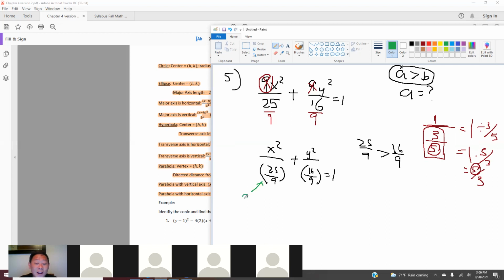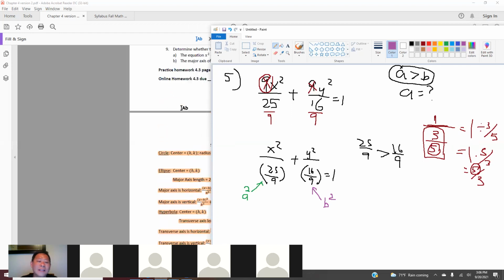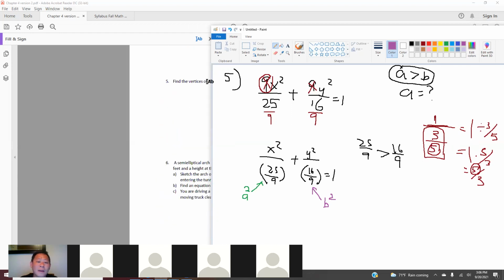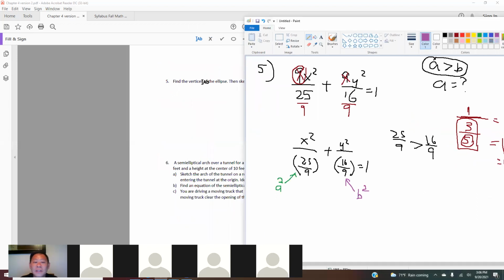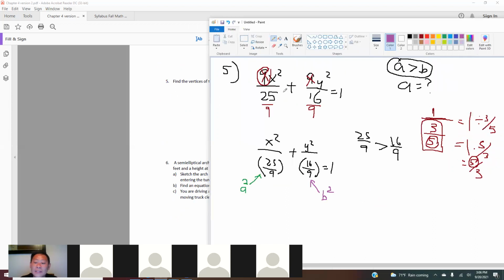Now, do not forget, this is not A. This is one of the students' tendencies. That is correct, but unfortunately, this is not your A and this is not your B. This is actually your A squared, and this is your B squared. The question wants us to find what? The distance of what? Vertex, right? So when I ask you to find the vertices, it means A. So can someone tell me what A is in this case? So you take the square root. What's the square root of that?